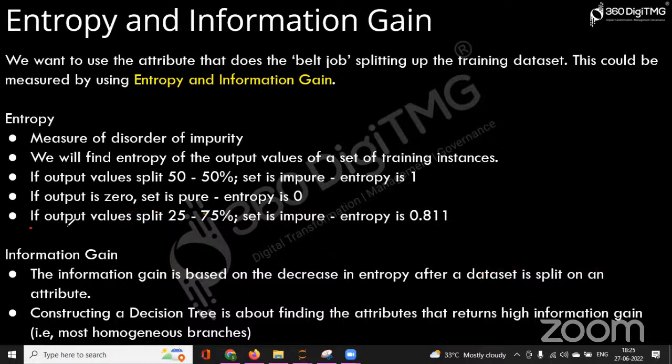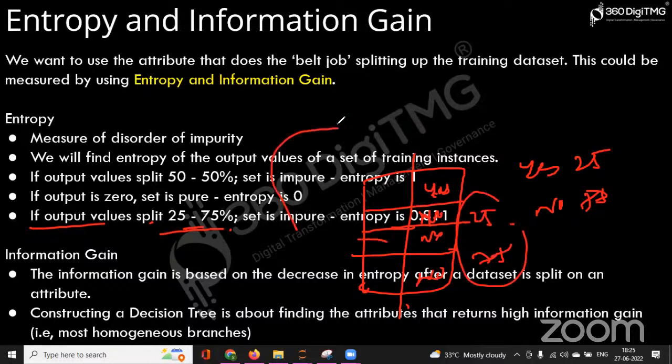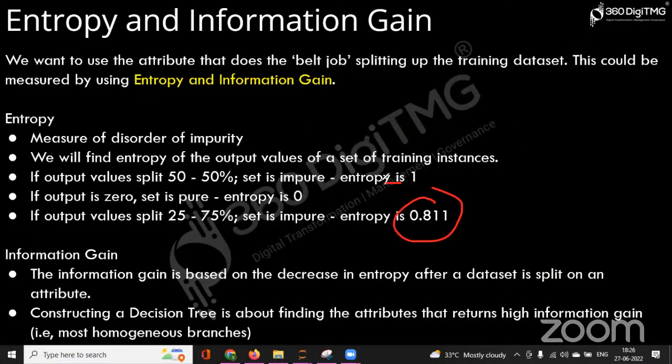And when the output split is 25-75%, you can say yes is 25% and no is 75%. Let's say these are 4 cases: yes 25%, then no, no, no. It is 25-75%. In that case, we will have the entropy value 0.81. Impurity is 0.81. Since we have more no cases, you can at least take a decision. We will have the majority of no, so you can take it as no. Entropy here is about 0.811.